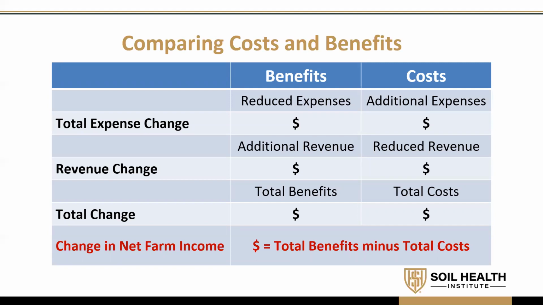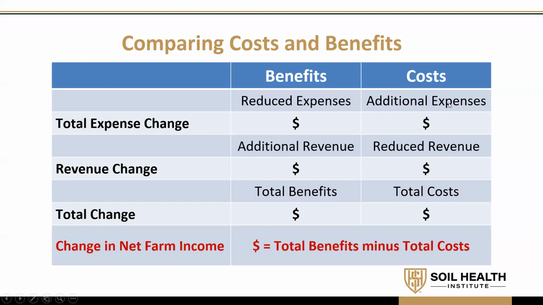This is an outline of how the comparison is done. In the first column, or the middle column of the dollar values, we have the benefits. If you're in a conventional tillage system and you go to no-till, you have reduced expenses. You no longer have the equipment costs, the fuel, or the labor. So this is a benefit, reduced expenses. Likewise, after you implement the new system, you could have additional revenue. If the yield goes up, you have increased revenue.